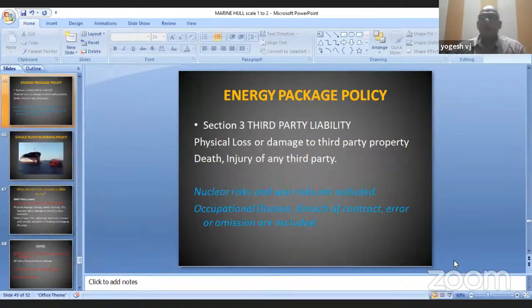Remember, then finally, the third party is always third party liability: losses happening to others because of us. Let us assume that we are the well owners. Physical loss or damage to third party property, death or injury of any third party. Nuclear risk and war risks are excluded. Occupational disease, breach of contract, error or omission are excluded. So where will occupational disease be covered? That will be covered in health insurance. We are now only thinking about the equipment used in digging the wells and pulling the oil out, and the liabilities arising due to that.